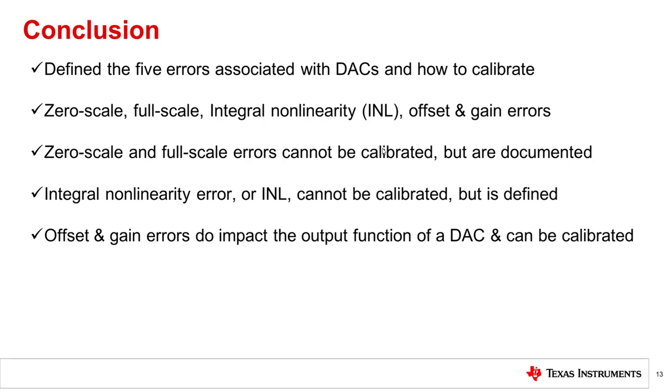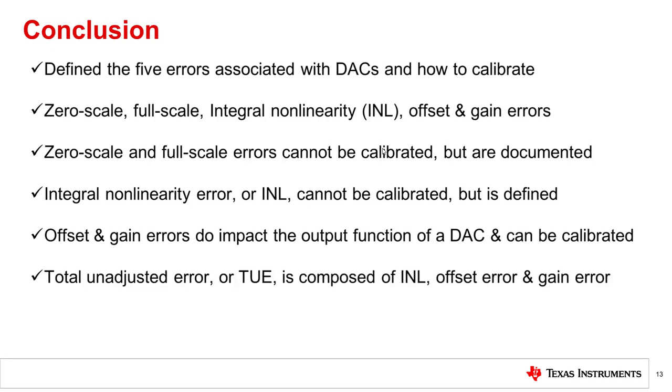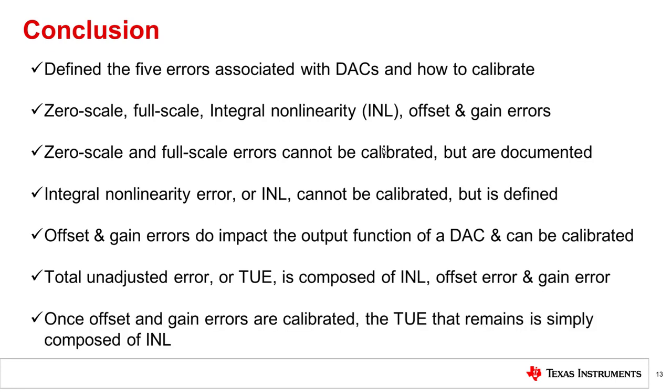That offset error and gain error do impact the desired output function of a DAC, but can be easily compensated for through calibration. That the DAC's total unadjusted error, or TUE, is composed of INL, offset error, and gain error, whereby once offset and gain errors are calibrated out, you are simply left with a TUE composed of just the DAC's INL. Finally, that a DAC's total unadjusted error, or TUE, is composed of integral nonlinearity error, or INL, offset error, and gain error.